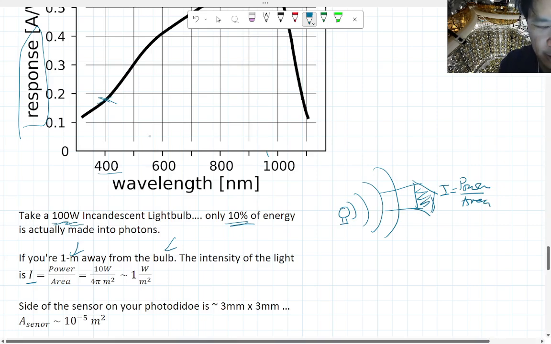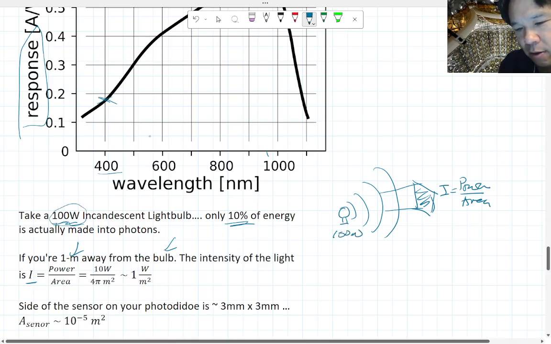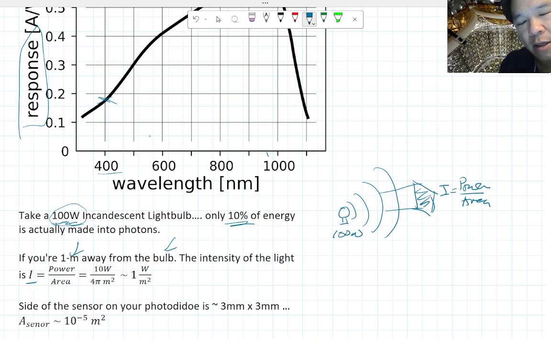Okay, so since we're dealing with, let's say, an incandescent light bulb, a 100-watt light bulb, and only 10% of the energy goes into generating visible light. Okay, the power coming out of the light bulb in the visible band range is actually only 10 watts.